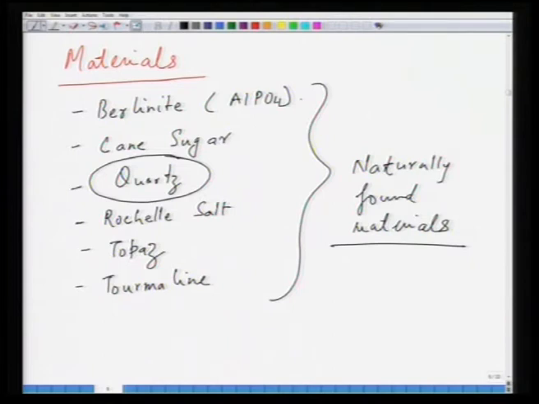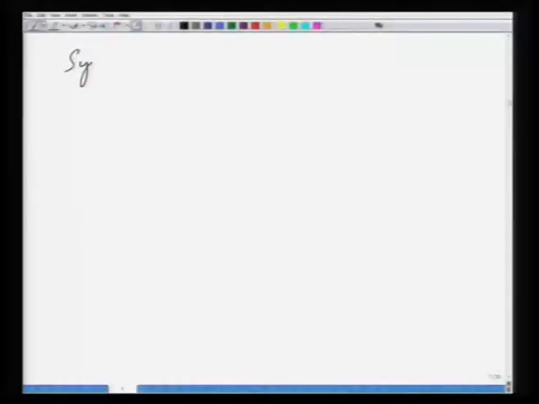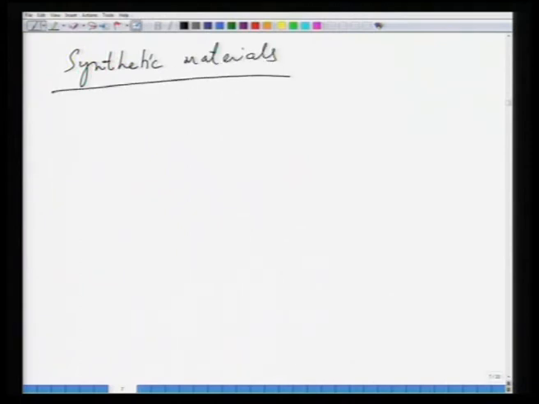And then of course, the synthetic materials. Synthetic materials you can have starting from barium titanate, very famous. It is actually a ferroelectric, but since a ferroelectric material is by default piezoelectric, this has been used as a piezoelectric. So, this was the first ever man-made piezoelectric.